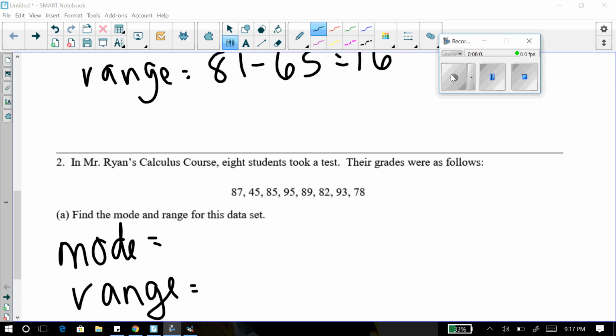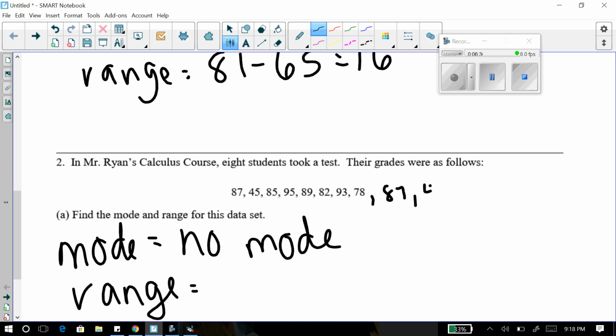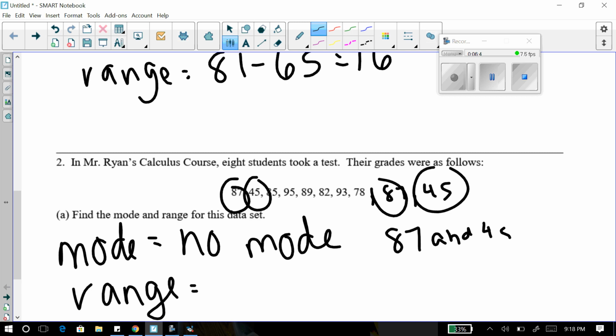Now, because there's no value that occurs more than the others, in this case, we say there is no mode because they all occur once. So there's no mode. There's no number in this list that occurs more than the others. There is a chance that there can be two modes. So say there were two 87s and two 45s. The mode would be 87 and 45 because 87 happened twice and 45 happened twice. But in this case, there's no mode.